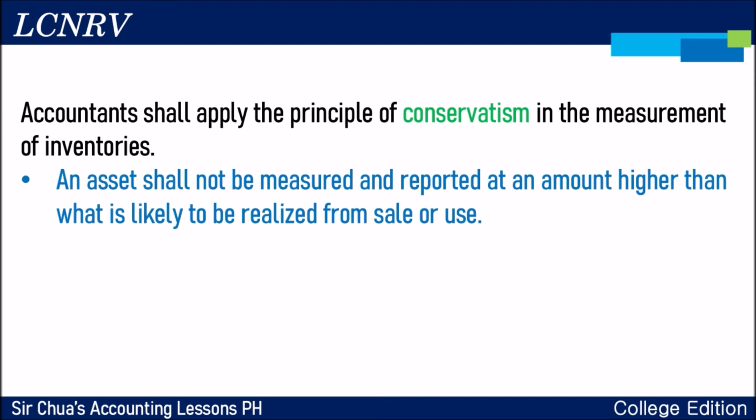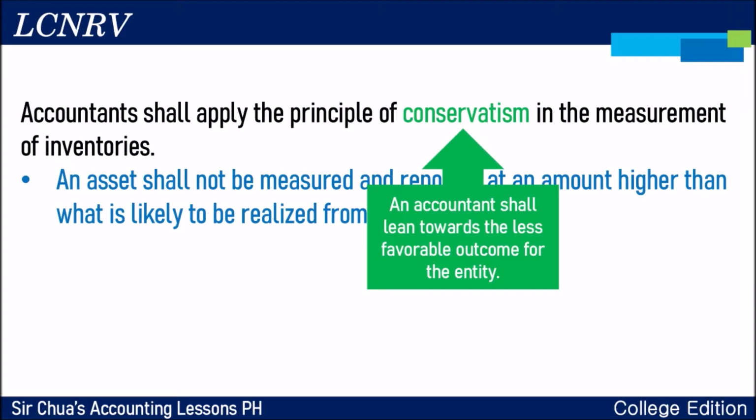Accountants shall apply the principle of conservatism in the measurement of inventories. Now, what first is conservatism? Remember that conservatism is an accountant shall lean towards the less favorable outcome for the entity. We will look on the side that is not so favorable for the company, kung saan po mas dehado ang company. Kaya nga po, kapag nagre-record tayo ng revenues and gains, we really wait for the actual transaction to happen, right? However, for loss and expenses, nagkakaroon tayo ng estimations, di ba? That roots from the concept of conservatism.